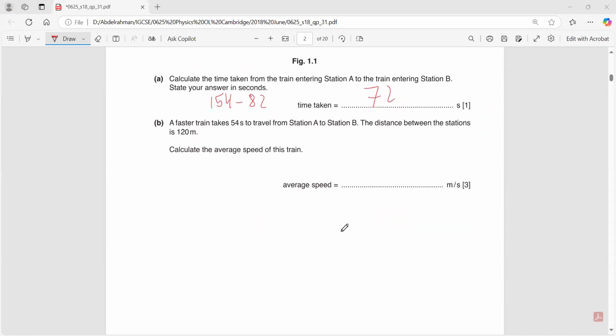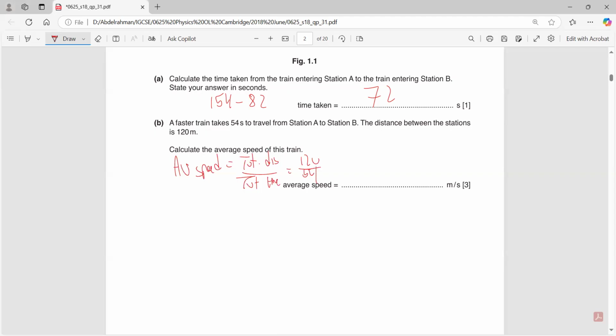Question 2. Calculate the average speed. How can I find the average speed? Well, a faster train takes 54 seconds to travel from station A to station B. The distance between the stations is 120 meters. Average speed equals total distance over total time. Total distance is 120 meters. The total time is 54 seconds.